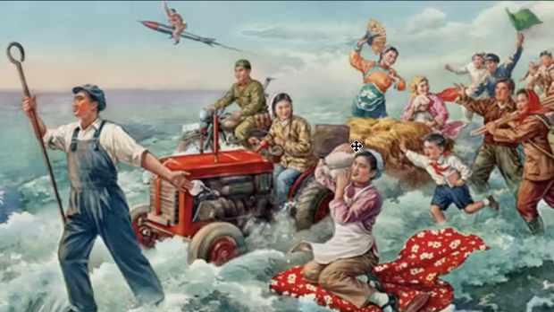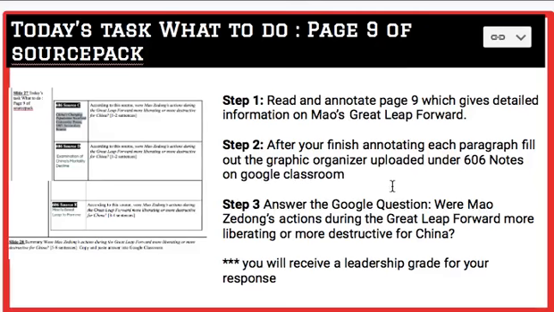So let's get into the task for today. We are going to be corroborating two sources about this Great Leap Forward. If you go into your source pack on page 9, you will find these two sources. We want you to read the sources, and finish each paragraph by filling out the graphic organizer that is in your 606 notes. Then you will answer a Google question, the same question of the day. Was Mao Zedong's actions during the Great Leap Forward more liberating or more destructive for China?